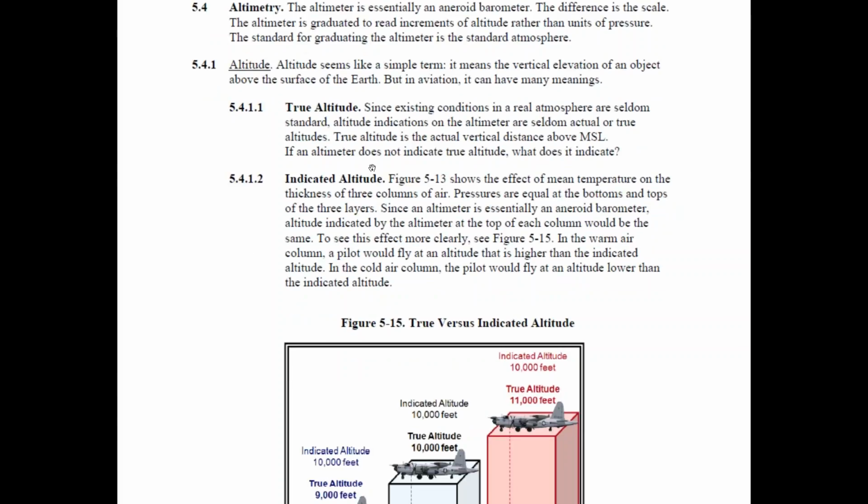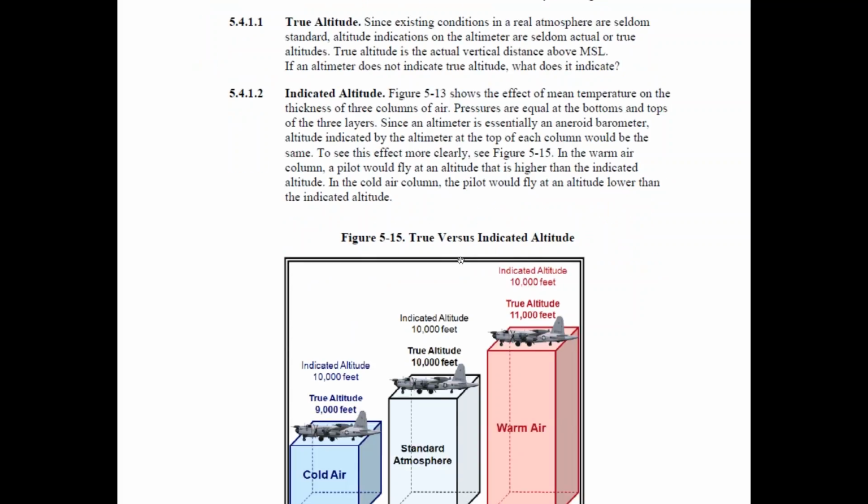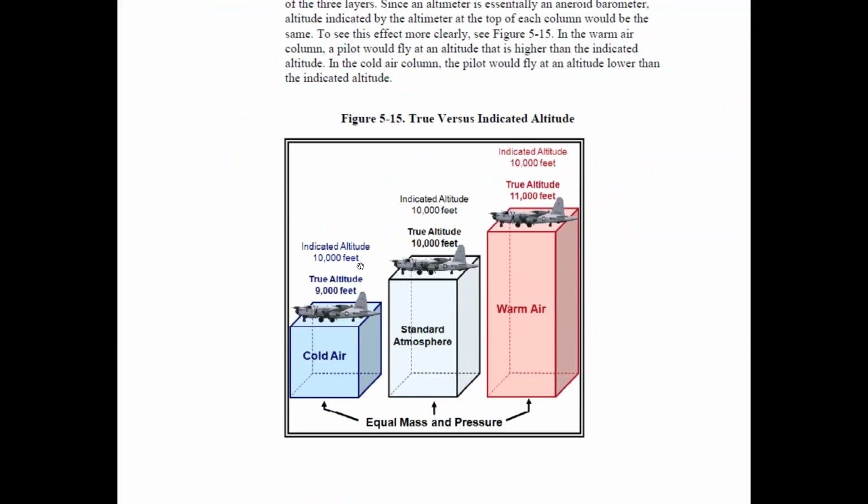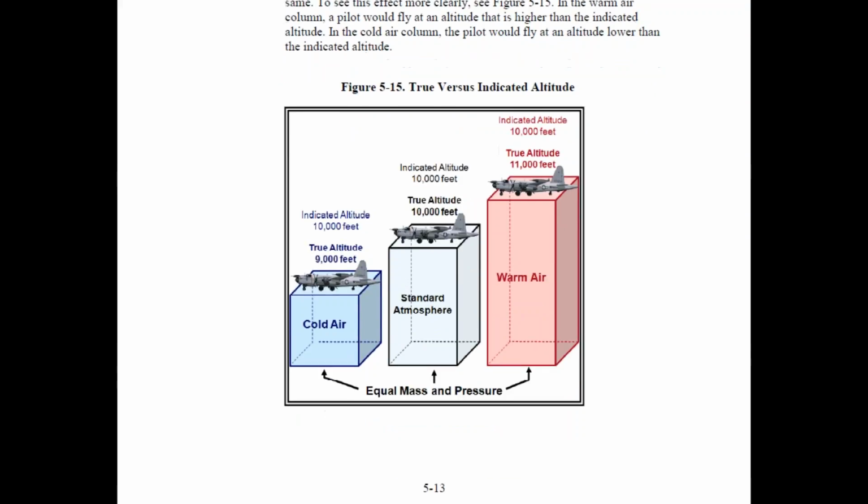So now we jump into indicated altitude, which shows the effect of mean temperature on the thickness of 3 columns of air. Pressures are equal at the bottoms and the tops of the 3 layers. Since an altimeter is essentially an aneroid barometer, altitude indicated by the altimeter at the top of each column would be the same. To see this effect more clearly, you see the picture below. In the warm air column, a pilot would fly at an altitude that is higher than the indicated altitude. In the cold air, the pilot would be lower. And then you have the standard one there in the middle.